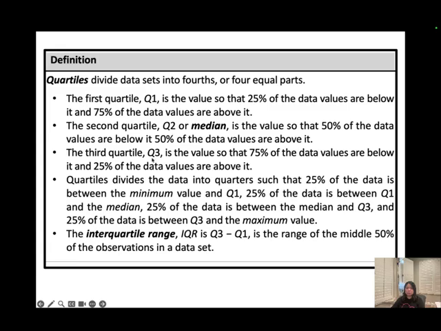And then Q3, the third quartile, has 75% of the data below it and 25% of the data above it. So quartiles divide the data into quarters: 25% of the data is between the minimum value and Q1, 25% of the data is between Q1 and the median, and 25% of the data is between the median and Q3. And 25% of the data is between Q3 and the maximum.